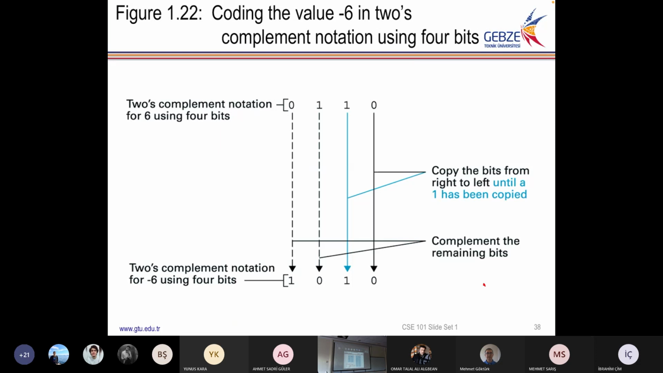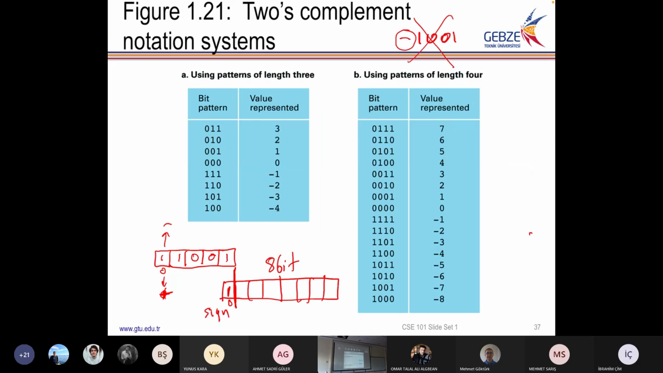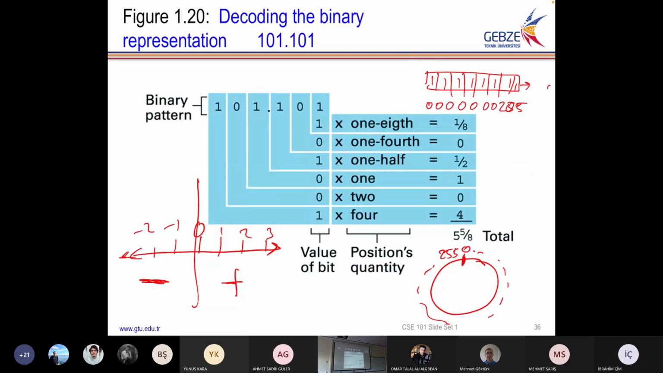So we have negative numbers and positive numbers here.